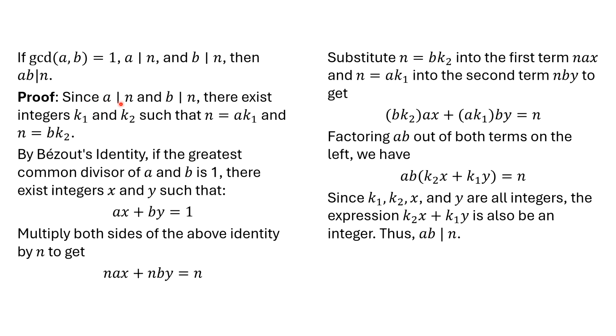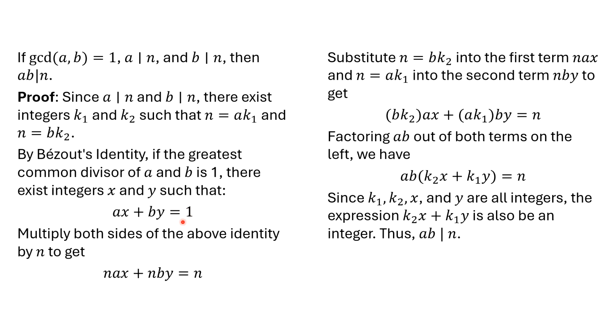First off, since A divides N and B divides N, we can write N as A times some integer K sub 1, and N also is B times some integer K sub 2. Then this identity, Bezout's identity, is what we need to do the proof here. It says if the greatest common divisor of A and B is 1, which we have in our statement of the problem, there exist integers x and y such that ax plus by equals 1.